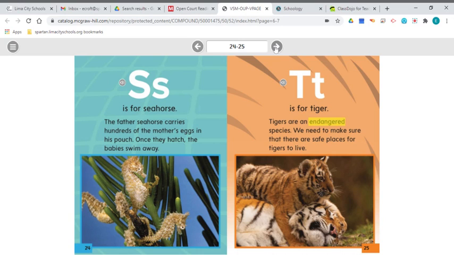We're going to go ahead and look at this word endangered for a second too, because that's a word that we may not know. Tigers are endangered species. That means there are not very many of them left. So when you come across a word that you don't know, it's important to ask the questions so that you understand what you're reading.